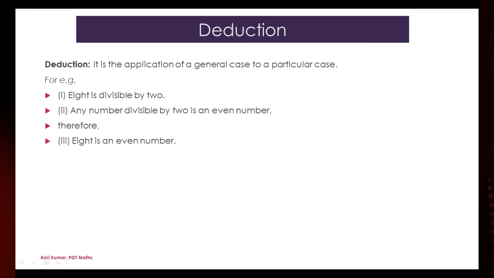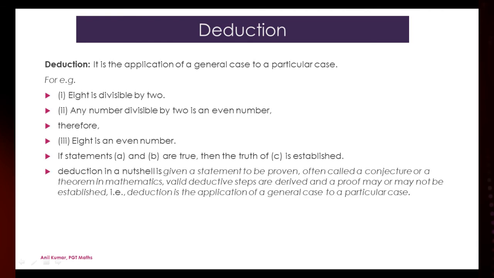8 is divisible by 2. Any number which is divisible by 2 is an even number. That's why 8 is an even number. This process, from a general case to a particular case, is known as the deduction method. So if the statements A and B are true, then the truth of C is established. So deduction in a nutshell is: given a statement to be proven, often called a conjecture or a theorem in mathematics, valid deductive steps are derived and a proof may or may not be established.